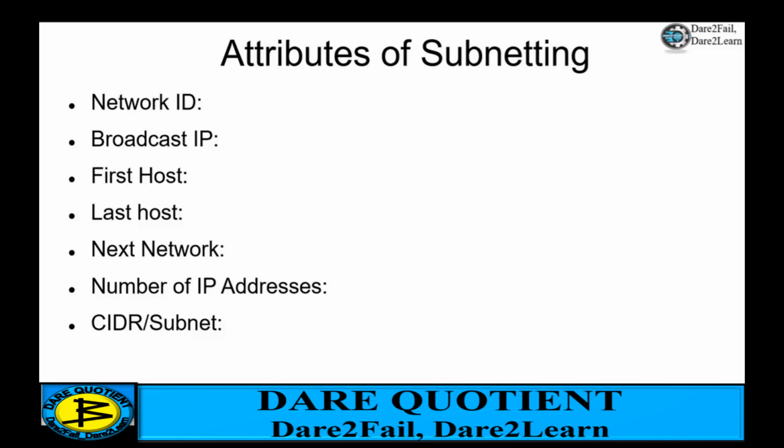Our last host is the IP address before the broadcast IP, so our last host is our broadcast IP minus 1. And our next network is our IP address after the broadcast, so you can put that as your broadcast IP plus 1. And your number of IP addresses for the 4th octet corresponds to the group size. And for every other octet, it is 2 raised to the power of 32 minus your prefix.